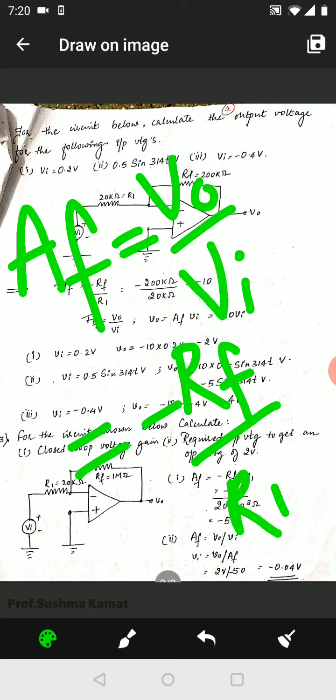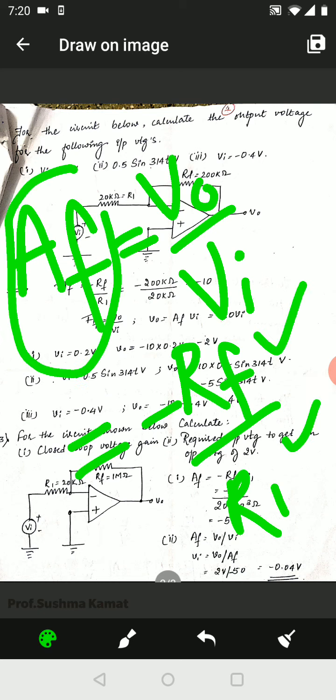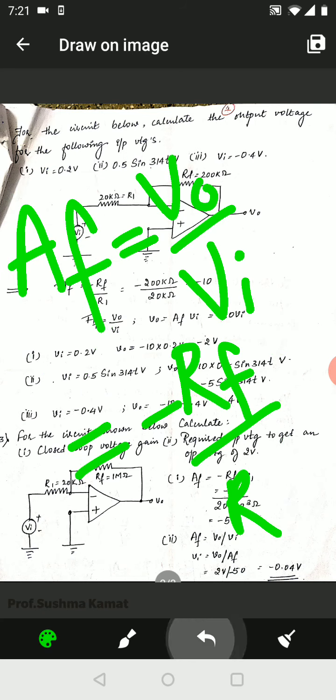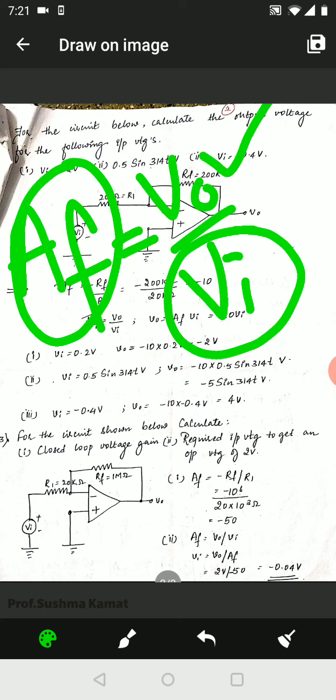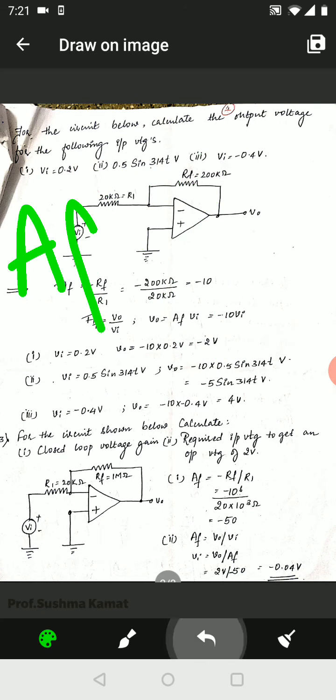This happens to be the formula. AF is the closed loop voltage gain, which is equal to output upon input, which is equal to minus RF upon R1. By now substituting the value for RF and R1, we have found out the value for AF. Now in the numerical we can see that the value for input voltage is being given. That is why we can use the formula AF is equal to V0 upon VI as our formula, in which AF value we have found out, VI value is given, we can find the value for V0.